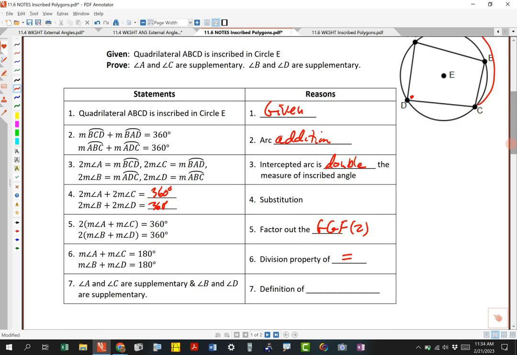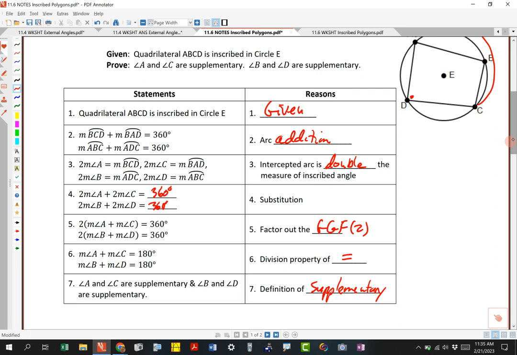Okay. And then the very last thing is, well, that means that A and C are supplementary because they add up to 180 degrees. And B and D are supplementary because they add up to 180 degrees. And that's by definition of supplementary. Now, remember, if you get to a point where something is basically, well, no, duh, of course that's the case, if we're making a statement like they're supplementary coming from this, well, of course they are. That's usually a definition. Not always, but it's usually a definition.